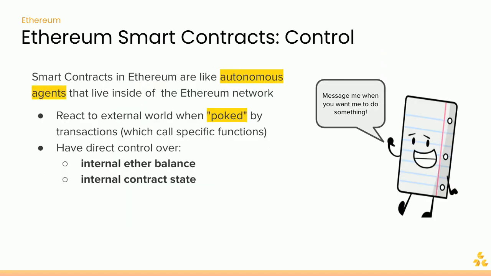And then how do you control smart contracts on Ethereum? They are like autonomous agents living inside of the Ethereum network. So you can think of them, they're just kind of sitting there until they're poked at. So until someone calls on a contract, it's just sitting there, it's not doing anything. Then you can call on that contract, and then it'll start executing code. So it's going to react to the external world when poked by transactions. Those transactions are going to call specific functions that are going to be within the smart contract code. And the smart contracts themselves have direct control over the internal Ether balance within the smart contract and the internal contract state.